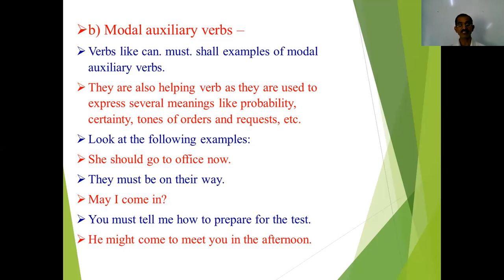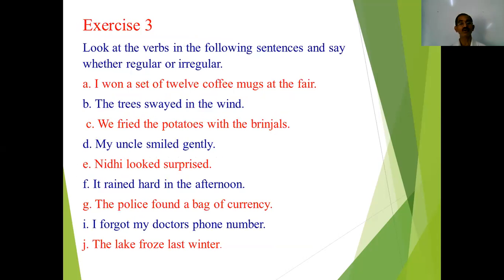In the fourth sentence, you must tell me how to prepare for the test. Here in this sentence, must is the modal auxiliary verb. The last sentence, he might come to meet you in the afternoon. In this sentence, might is the modal auxiliary verb. Now let us have an exercise for you.